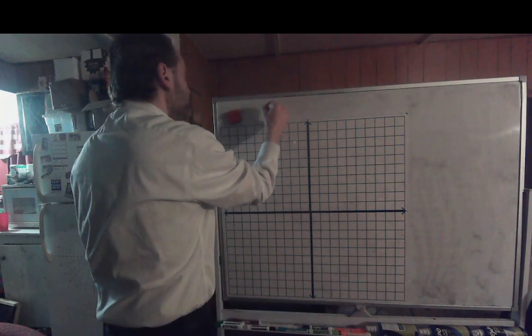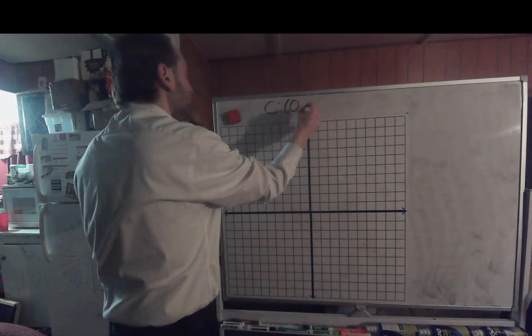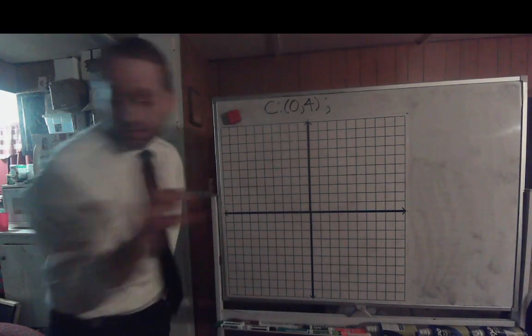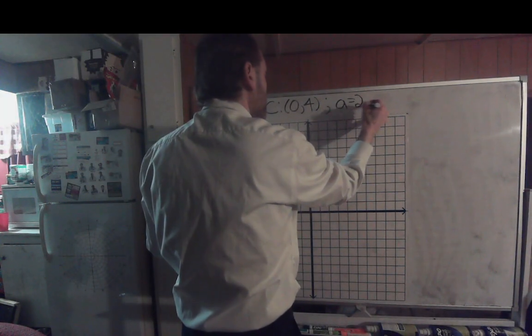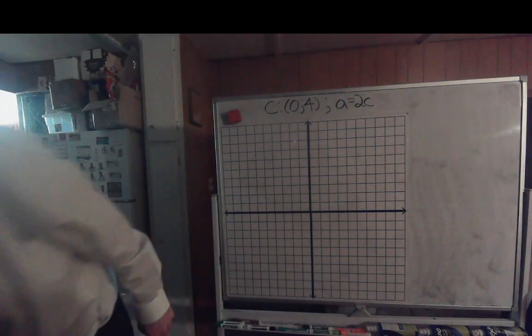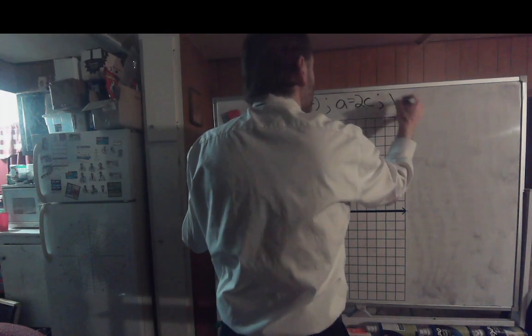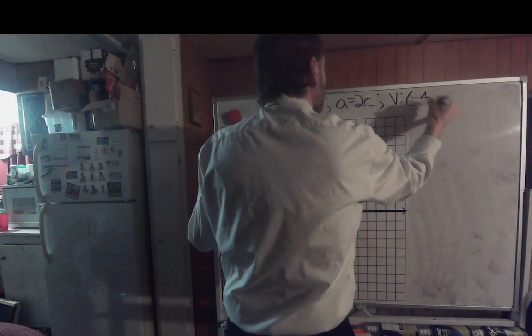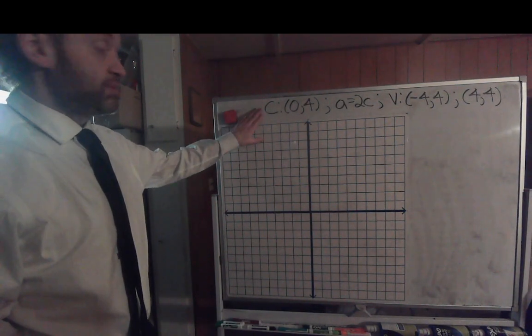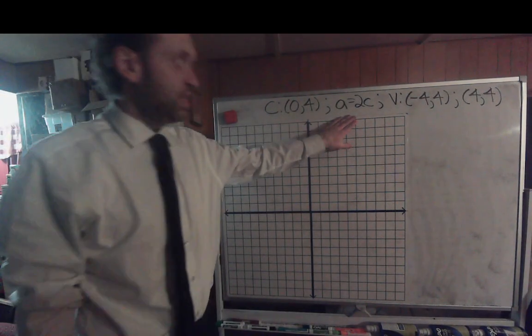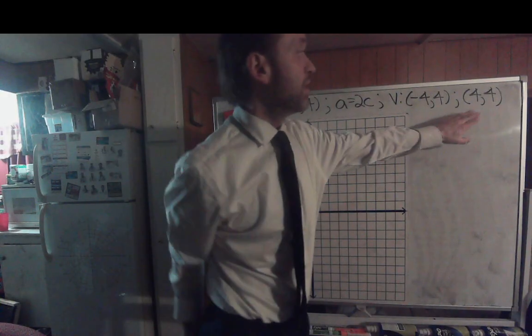The center is at 0, 4. What else are we given? A equals 2c. Your vertices are at negative 4, 4 and then positive 4, 4. Okay. So center of the ellipse is at 0, 4, A equals 2c, and then the vertices are negative 4, 4 and 4, 4.